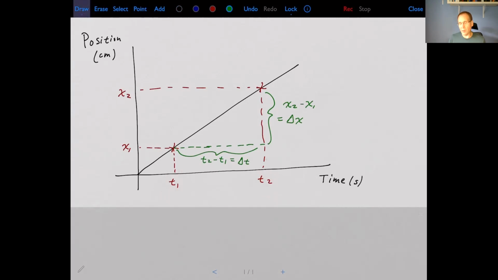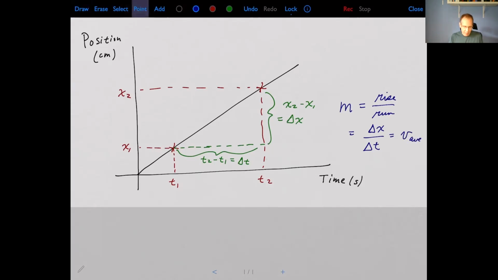And the slope, of course, is rise over run. So the slope in this case is rise divided by run. But in this example, that's going to be delta x over delta t. However, we just defined delta x over delta t. What is delta x over delta t? It's the average velocity. So this is really just VF.